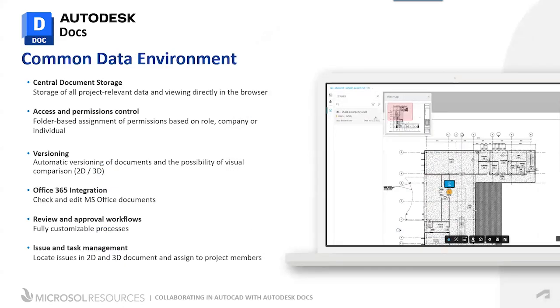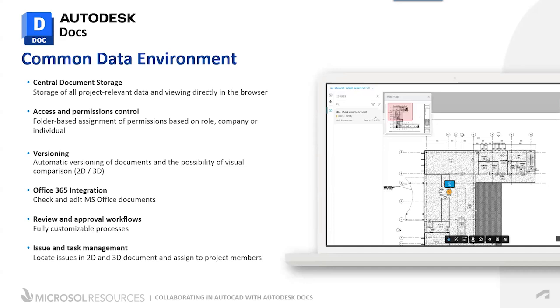Any document in the Autodesk Docs CDE is automatically versioned, which also allows the visual comparison of documents in 2D and 3D, and to easily follow up on design changes. Office 360 integration allows the direct viewing and editing of Microsoft Office documents in the viewer. Review and approval workflows can be fully customized to your own requirements and are easy to set up and use.